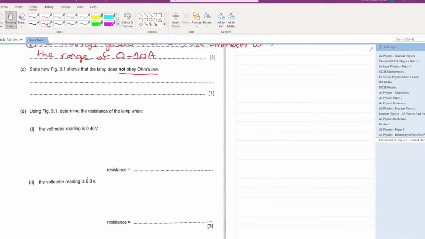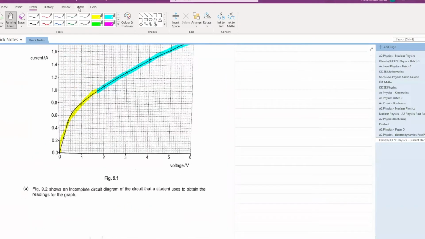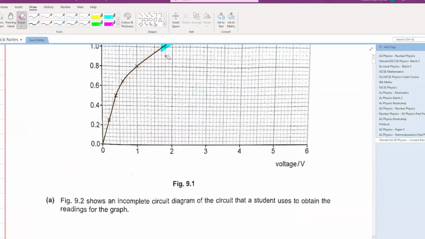So you can write the current versus voltage graph is a curve. Simple. This shows that the lamp is not obeying Ohm's law. Use figure 9.1 to determine the resistance of the lamp when the voltmeter reading is 0.4. Okay. So if the voltmeter reading is 0.4, let's come here. Let's zoom in a bit, and let's erase this highlighting so that we get the most accurate reading possible.